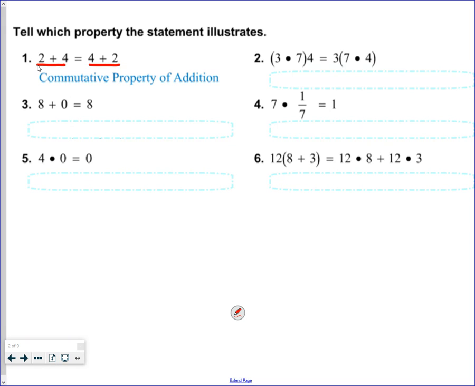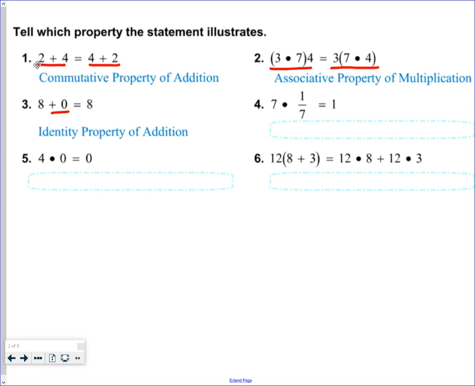Versus, for number 2, these are the exact same order. It's still all multiplication, but the parentheses moved. Do you remember that's the associative property? Number 3 is almost too easy. What is anything plus 0? Well, anything plus 0 is itself. That's called the identity property. This one is of addition, but you could say anything minus 0, so there's also subtraction.